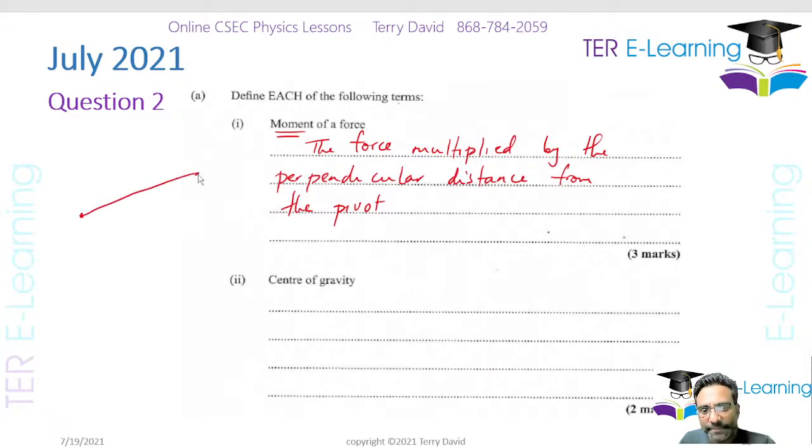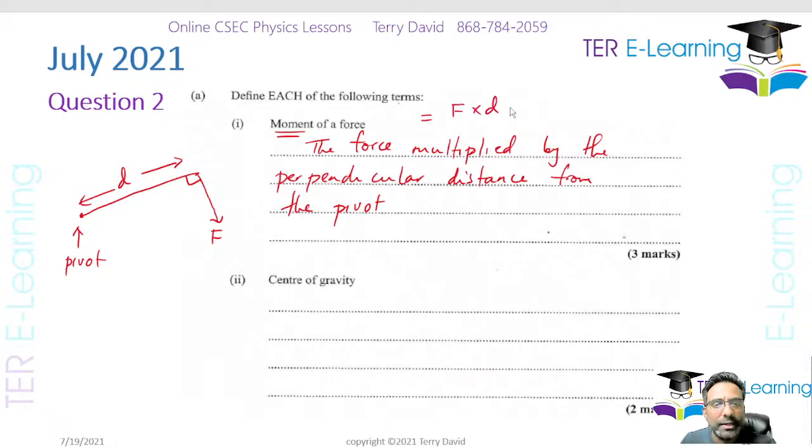Let's say that's your pivot, and this is your force here. That force has a perpendicular distance of, let's say, D from my pivot. So this here is my pivot, or your fulcrum. So your moment of a force is simply equal to F multiplied by D. So it's 3 marks for this. Even if you didn't draw a diagram, that's okay once you put the correct weights.